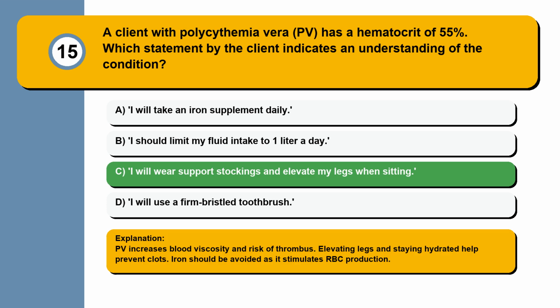PV increases blood viscosity and risk of thrombus. Elevating legs and staying hydrated help prevent clots. Iron should be avoided as it stimulates RBC production.